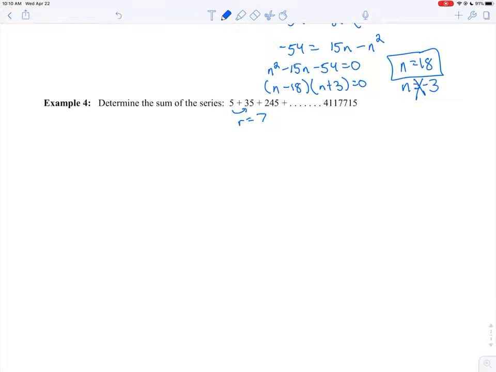Okay, so we're trying to determine the sum of the series. The problem with this is we don't know how many terms there are. If we tried to jump right into our series formula, we need to know the number of terms for that, which we don't know yet. So this is an instance where we need to go back and use our sequence formula. All right, so we know what the nth term is. The nth term is that 4,000, or what do we got?